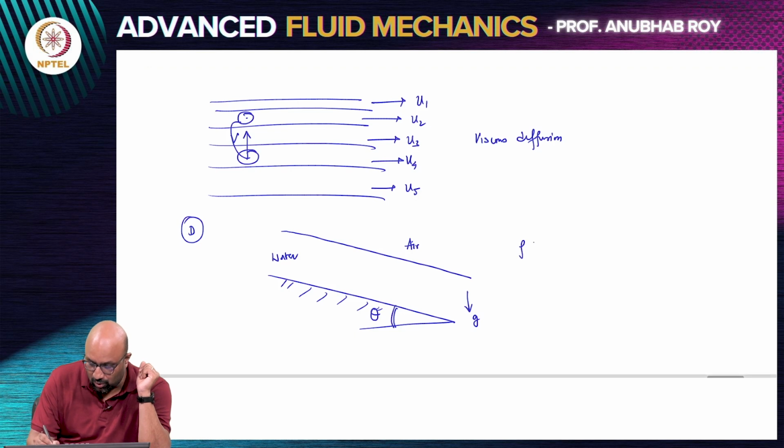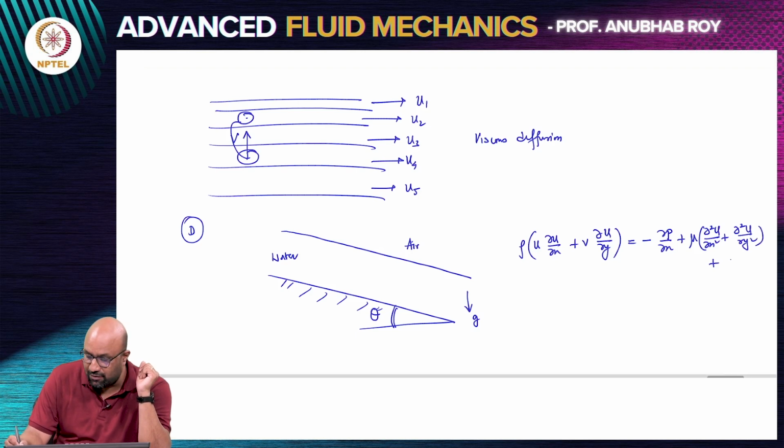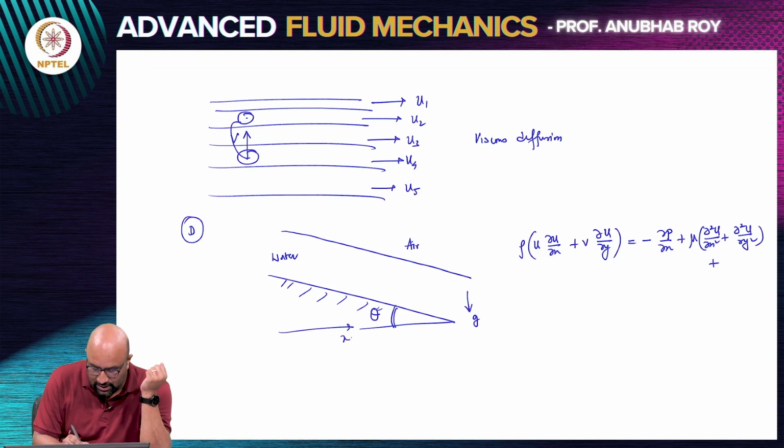So I have rho u dou u dou x plus v dou u dou y is equal to minus dou p dou x plus mu dou square u dou x square, I am again doing everything in 2D, dou y square, and then there is a body force. Now this is where I need to mention, because I have not clarified what is my x and what is my y direction. So I can obviously continue choosing x as my horizontal and y along gravity.